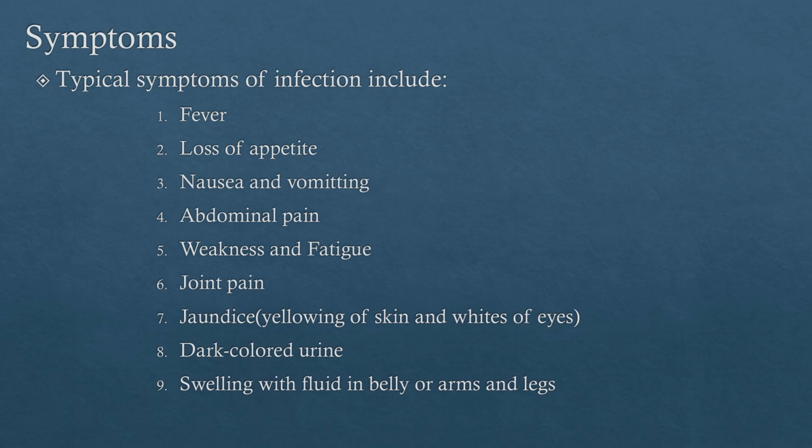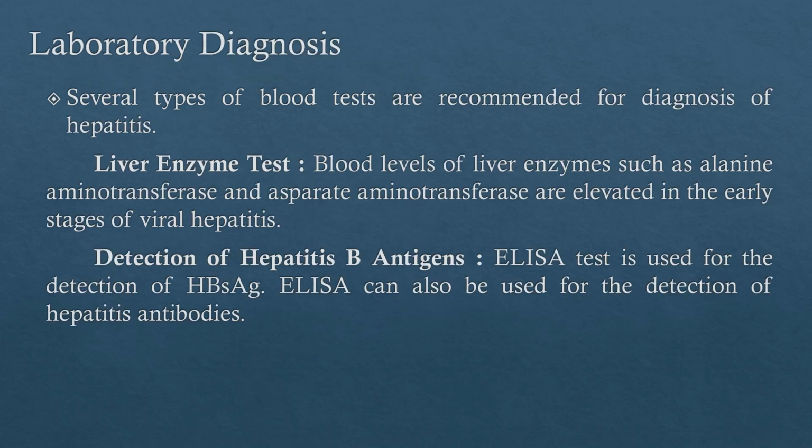The symptoms of hepatitis B virus include fever, loss of appetite, nausea and vomiting, abdominal pain, weakness and fatigue, joint pain, jaundice, which is yellowing of skin and whites of eyes, dark colored urine, and swelling with fluid in the belly or arms and legs. Laboratory diagnosis of hepatitis B virus.